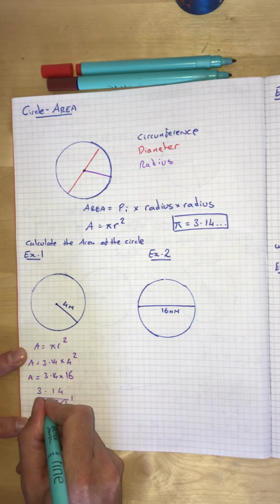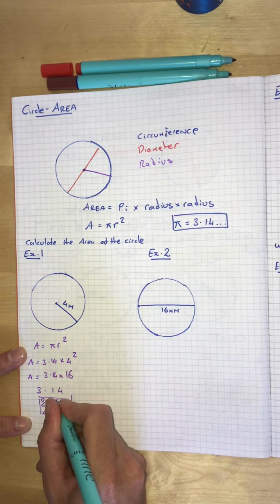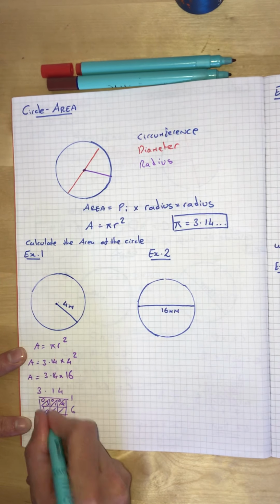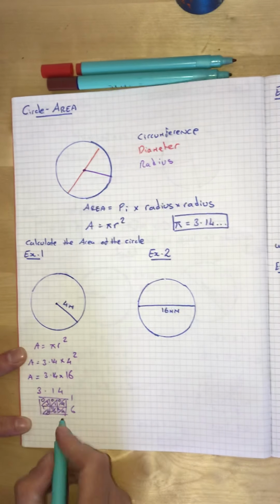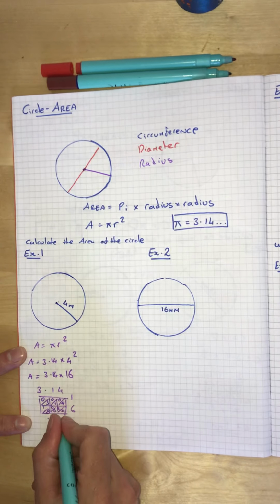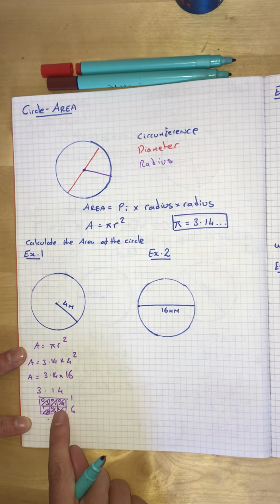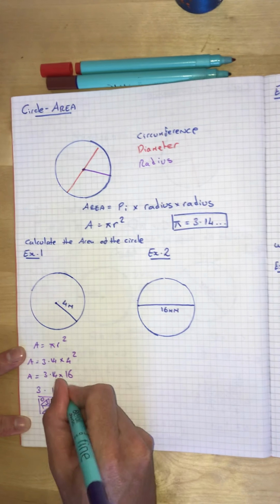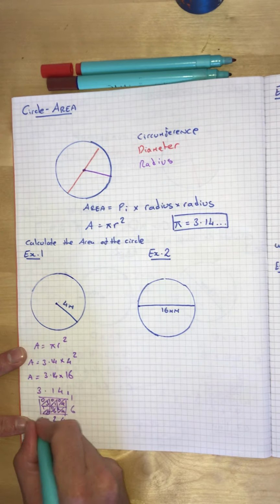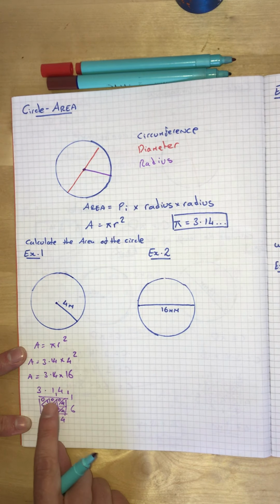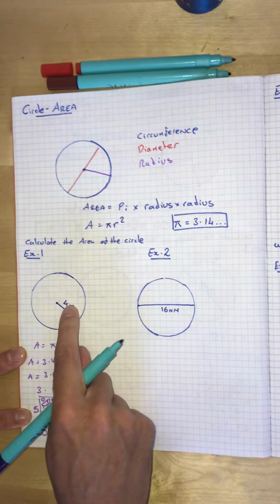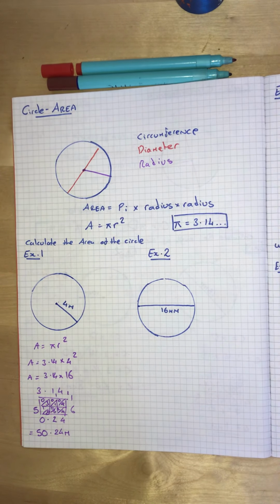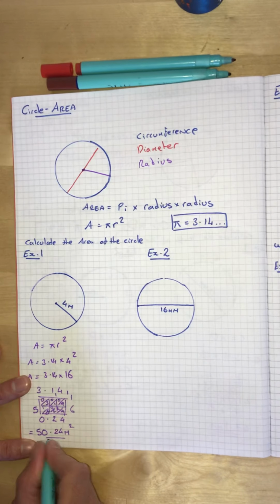Three times 1 is 3, 1 times 1 is 1, 4 times 1 is 4, 3 times 6 is 18, 1 times 6 is 6, 4 times 6 is 24. So we filled all that in. Decimal point goes there. 4, that's a 2, sorry we can't see it. 6 plus 2 is 8, plus 4 is 12. Carry the 1. 8 plus 1 is 9, plus 1 is 10. 1 plus 3 is 4, plus 1 is 5. So that means our area is 50.24 meters. And now this is area, so it's meters squared.